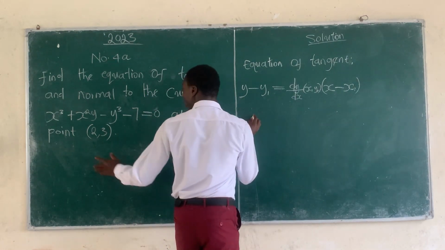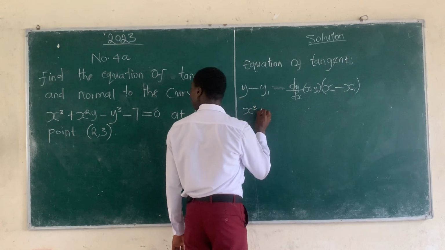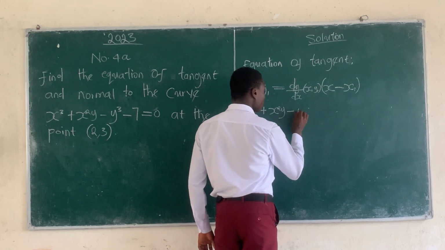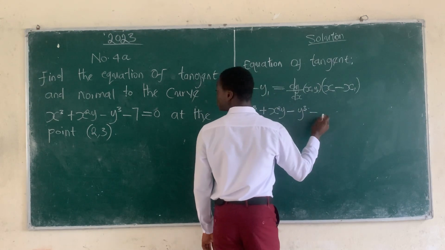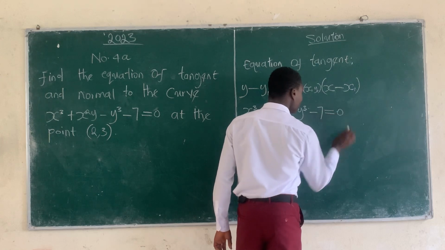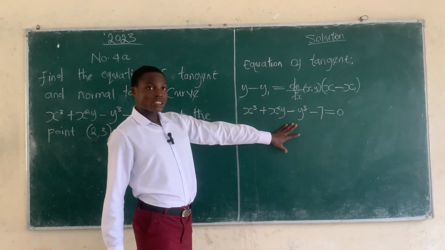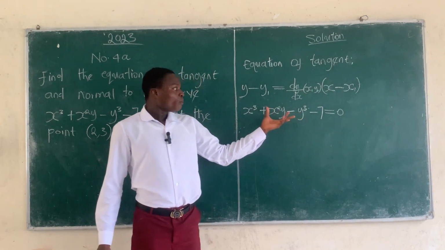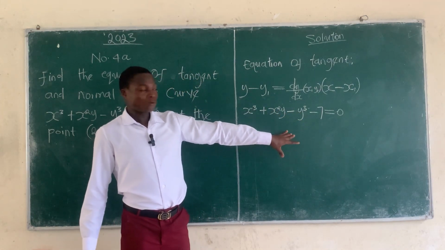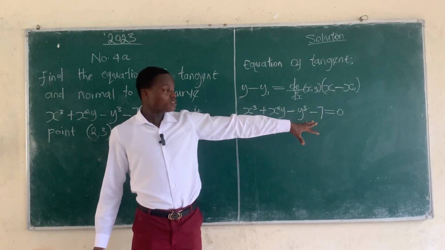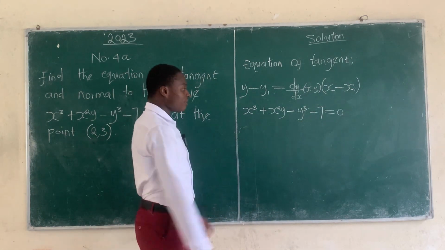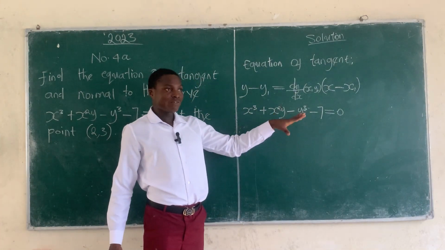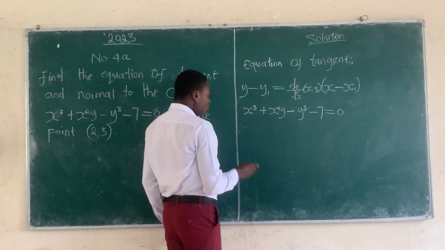Then we can substitute our values to find the equation of tangent. First of all, let's write the function: x cubed plus x squared y minus y cubed minus 7 equals 0. All we need to do is differentiate this and find dy dx. Because we have y inside the given function, we need to use implicit differentiation. Let's use implicit differentiation here.